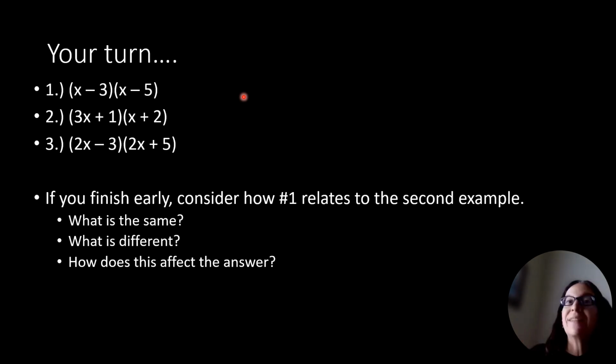Now, if you are doing this in class, or if you're doing it at home and you're like, this is super easy, I learned it this way in Algebra 1 and I'm done with them already. If you finish early, I want you to consider how this one relates to the second example. So the second example was x plus 3, x plus 5. Okay, what's the same about the problems? What's different about the problems, and how does it affect the answer? Because when you have lots of similar pieces in the problem, then you might expect to have some similar pieces in the answer, and I think that's worth looking at.